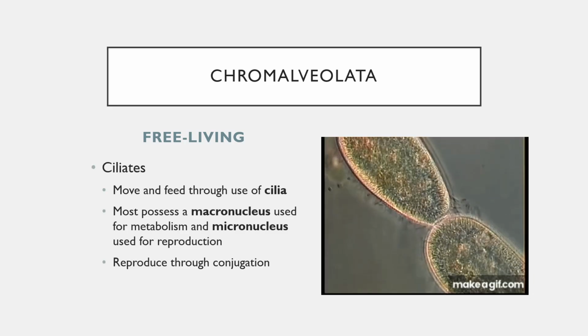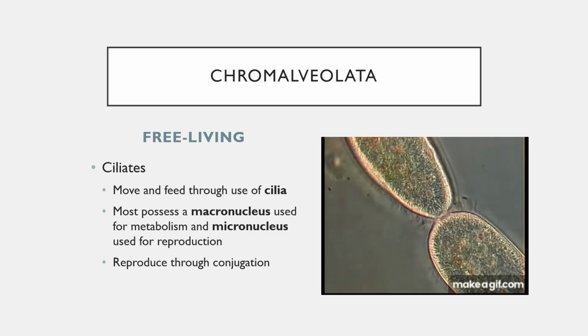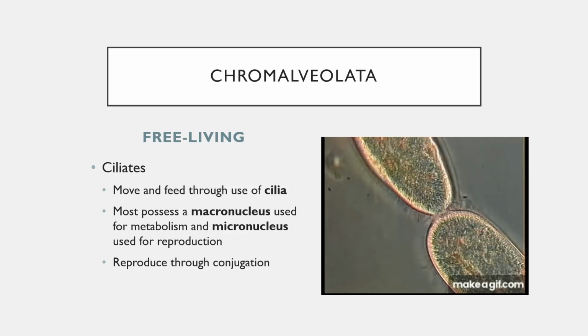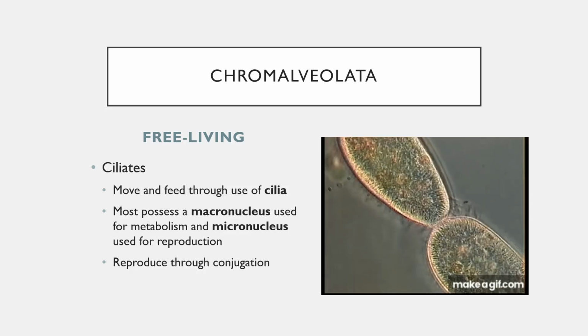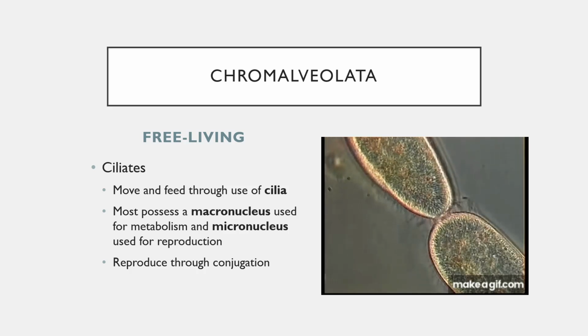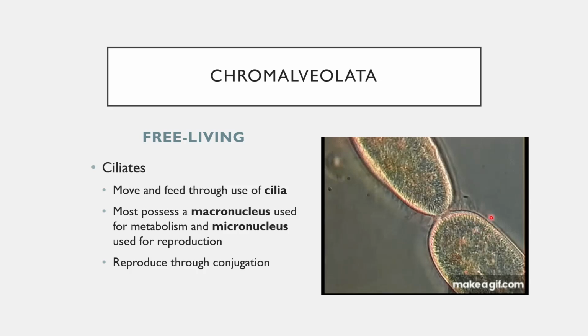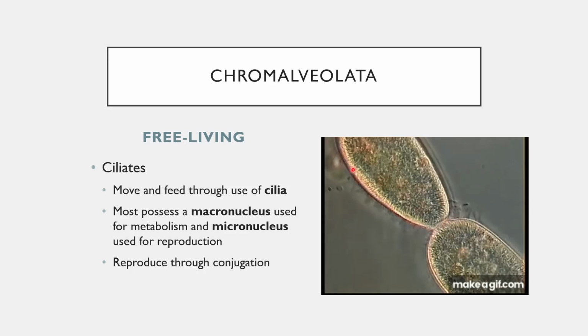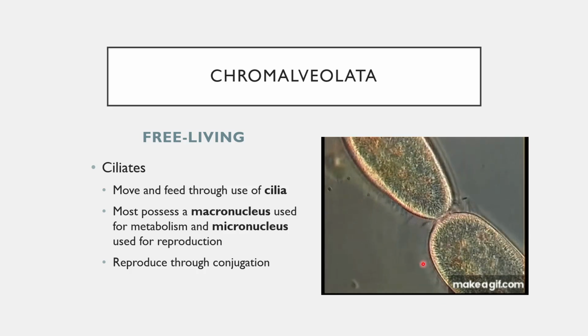Ciliates are organisms that move and feed through the use of numerous cilia that project off the surface of the cell. You can see them in this video right here under the microscope. All of the many tiny cilia, which are used for movement and feeding, are used to sweep particulates into the cell for feeding.